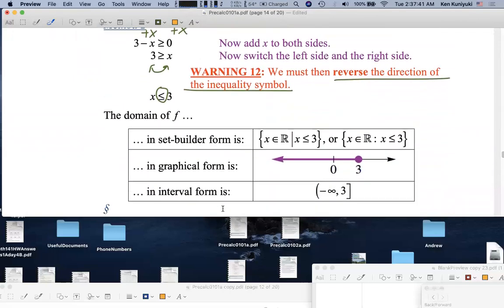The domain of f is the set of all x's in the reals such that x is less than or equal to 3. The graph includes 3 as a solid endpoint, and we extend to the left. We want lesser numbers as well as the 3. The interval form follows the real number line going from left to right. The left arrowhead here sort of corresponds to negative infinity, and we always put a parenthesis next to negative infinity. Negative infinity, comma, 3, bracket. We do include the 3 itself.